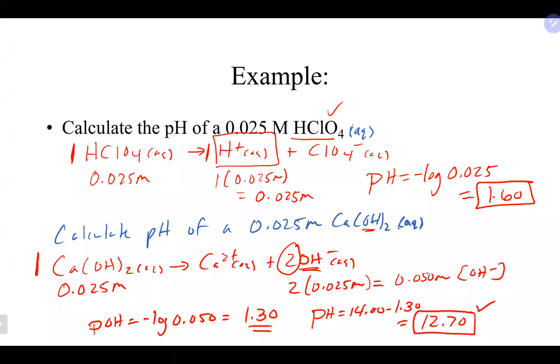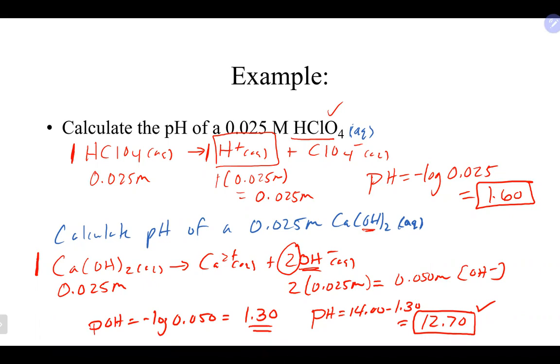Any questions on that? I would say probably in most cases, with a strong acid or strong base, the H plus or OH minus concentration will be the same as the whole thing. But there is an occasion, like here, where you may have to adjust it by multiplying by 2. But in a lot of cases, it will be a 1-to-1.